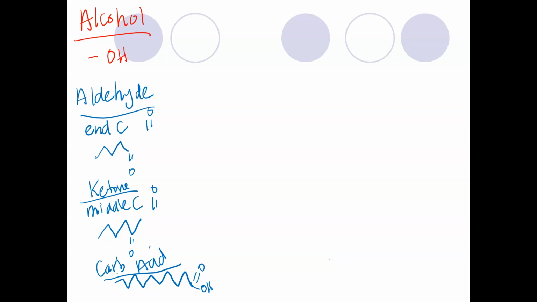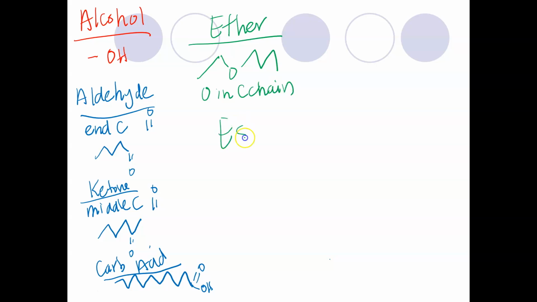So the next category is my old ladies. Ether: oxygen in the middle of a carbon chain. Ester, it's the fancy one. There's an oxygen in the carbon chain, and then the carbon that is attached to the oxygen in the chain has a double bond to an oxygen.